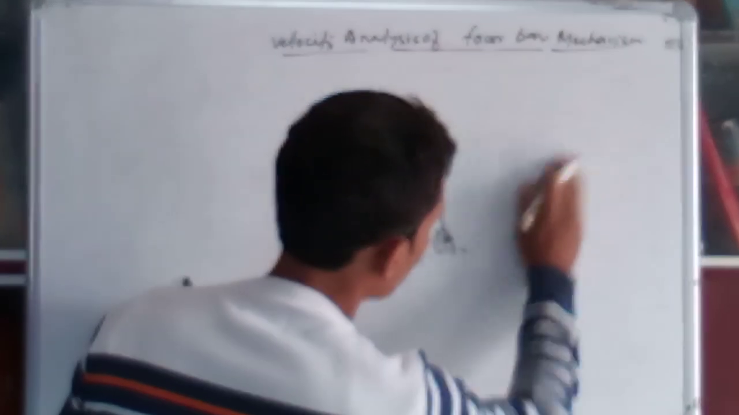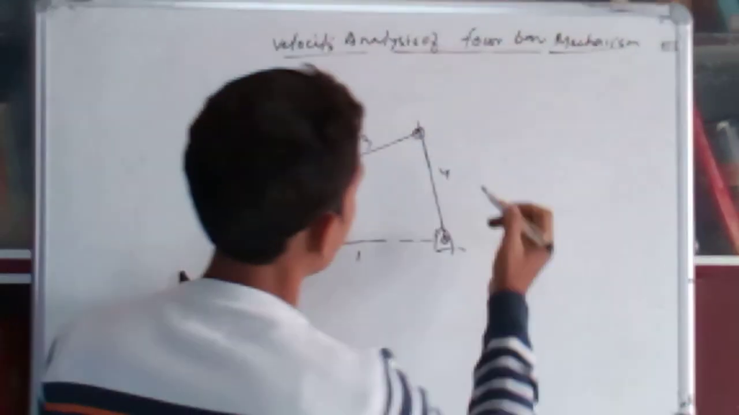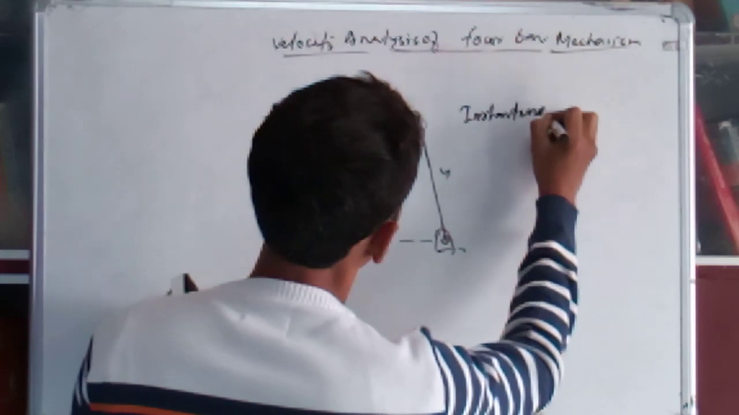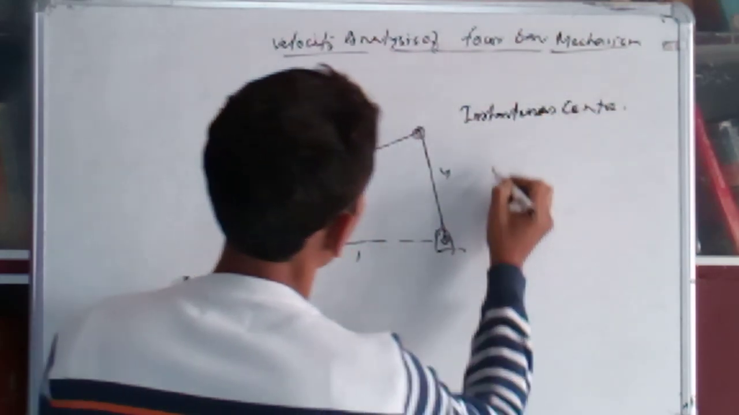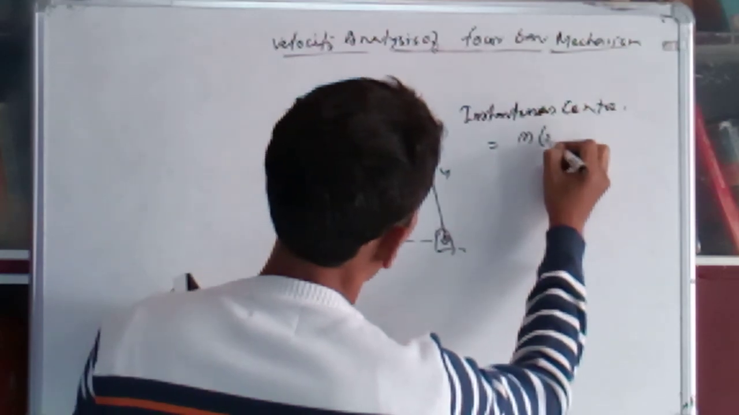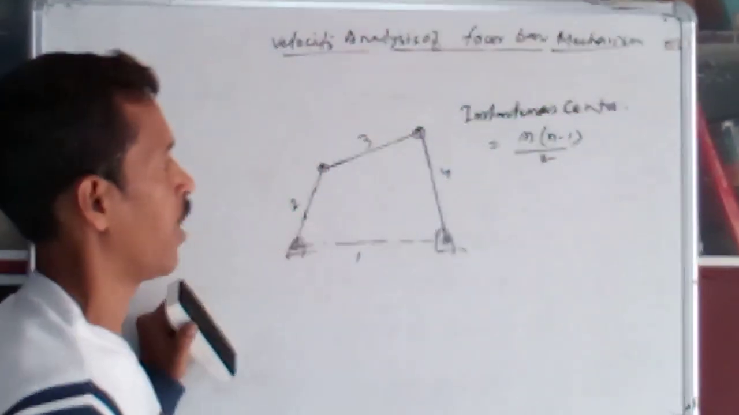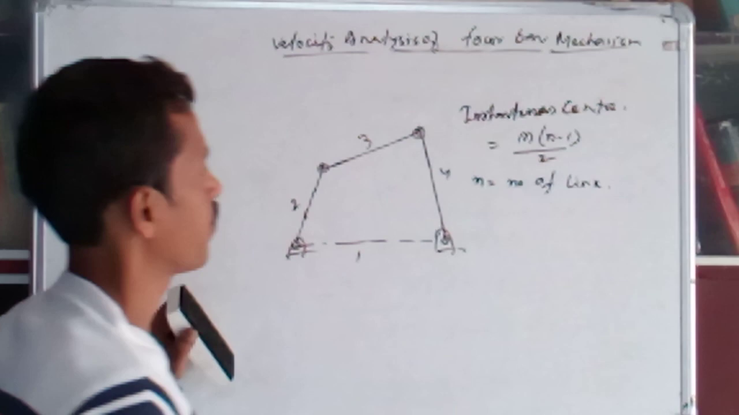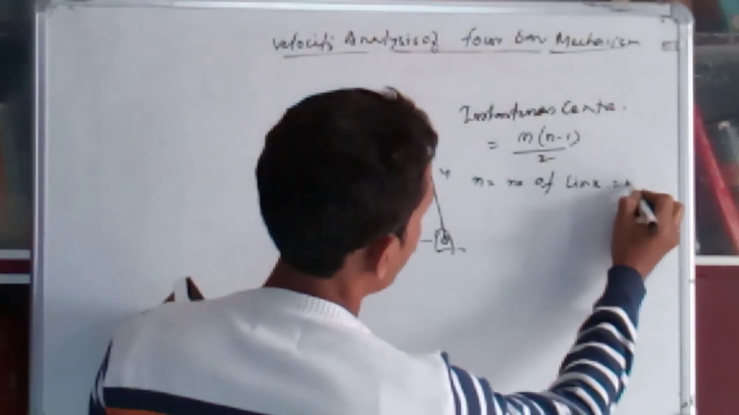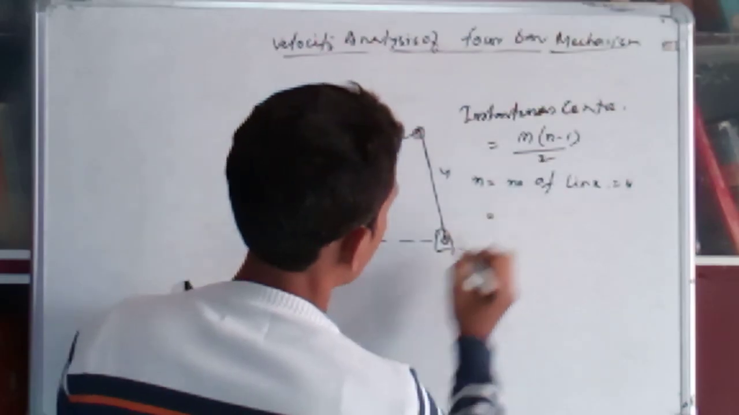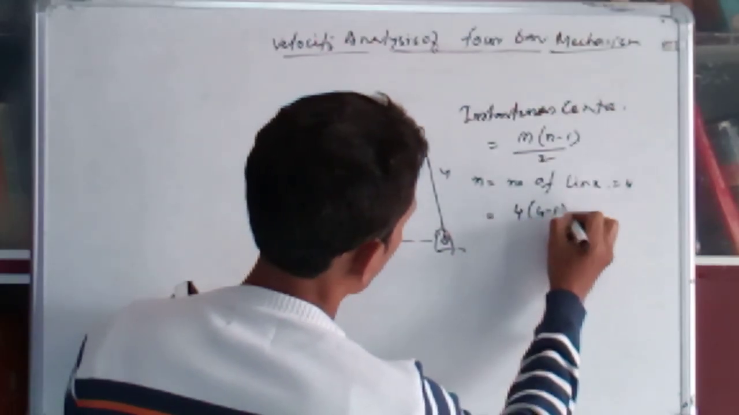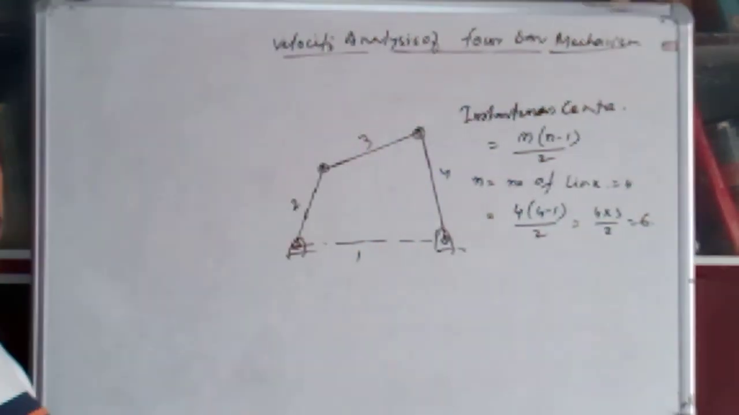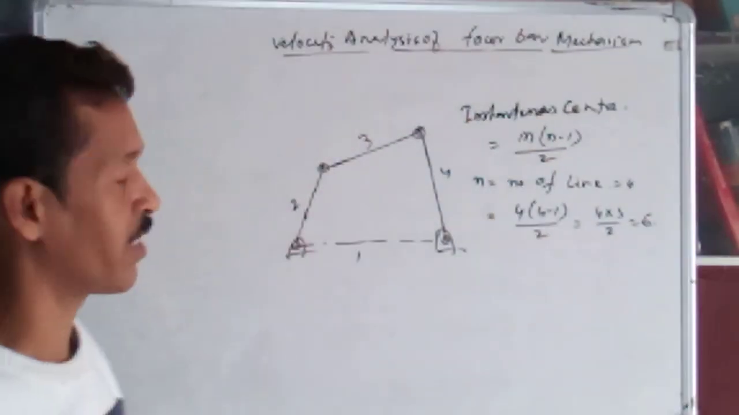So how to find out the instantaneous centers? For that, one formula is there: the number of instantaneous centers is n into n minus 1, divided by 2, where n is the number of links. In a 4-bar mechanism there will be 4 links, so the number of instantaneous centers will be 4 into 4 minus 1 divided by 2. So 4 into 3 divided by 2 is 6. So in a 4-bar mechanism there will be 6 instantaneous centers.